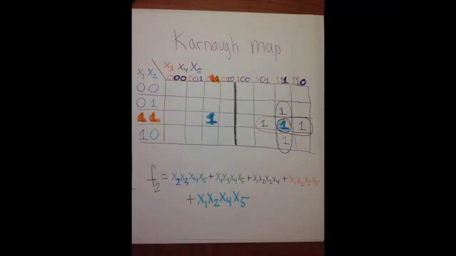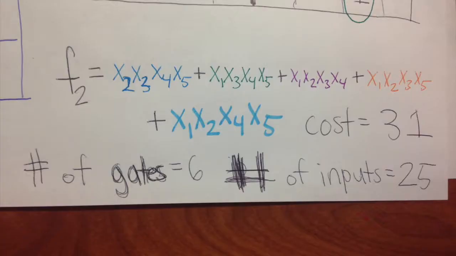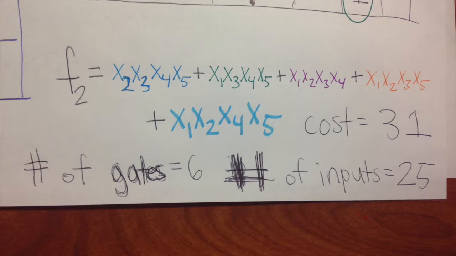Each one is an implicant, and I will group them by 2's to make essential prime implicants. Each essential prime implicant is a product of inputs, and all the products together will create a sum of products, which is what the expression is below. There are 6 gates and 25 inputs, which makes the cost of the expression 31.